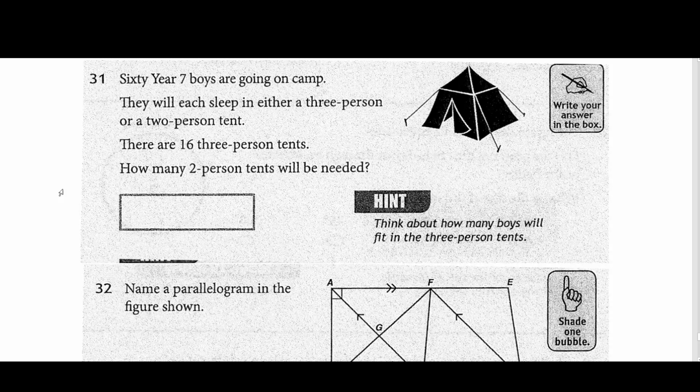60 Year 7 boys are going on camp. They will each sleep in either a 3-person or 2-person tent. There are 16 3-person tents. How many 2-person tents will be needed? So 60 boys are going on camp. They will each sleep in either a 3-person or 2-person tent. There are 16 3-person tents. So 16 times 3. There's 16 tents, and they're 3-person ones.